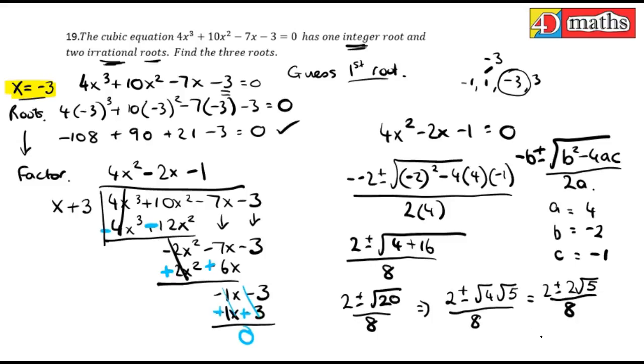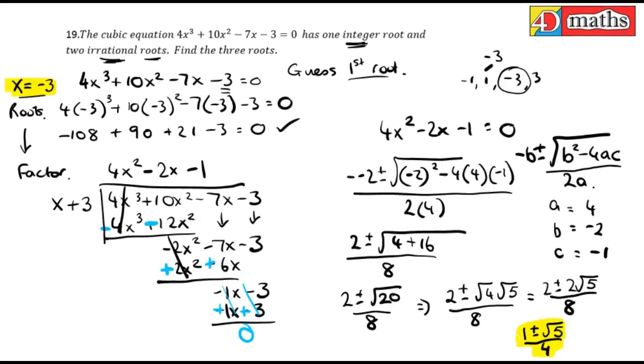So my two answers will be plus or minus. So the two answers will be, if I simplify this, divide everything top and bottom by 2, 1 plus or minus square root of 5 all over 4. So there's my other two roots. Okay? 1 plus root 5 over 4 and 1 minus root 5 over 4. So there's my three roots found. Okay? And I just put an x in front of that. So that's the answer to this.